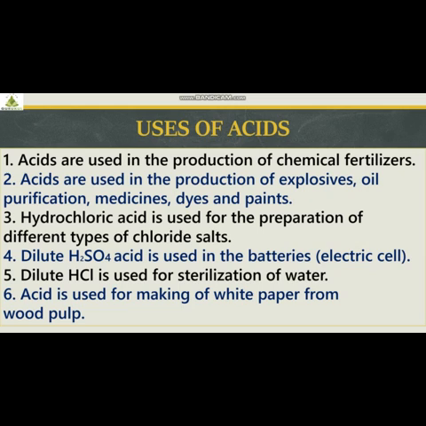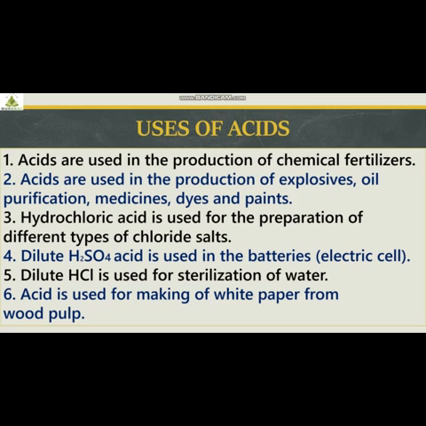Hydrochloric acid is used for the preparation of different types of chloride salts. Hydrochloric acid, so chloride ions are present. So to make different types of chloride salts, HCl, that is hydrochloric acid, is used. Fourth point, dilute sulfuric acid is used in the batteries. For example, electric cell. So dilute sulfuric acid is used in making different kinds of batteries.